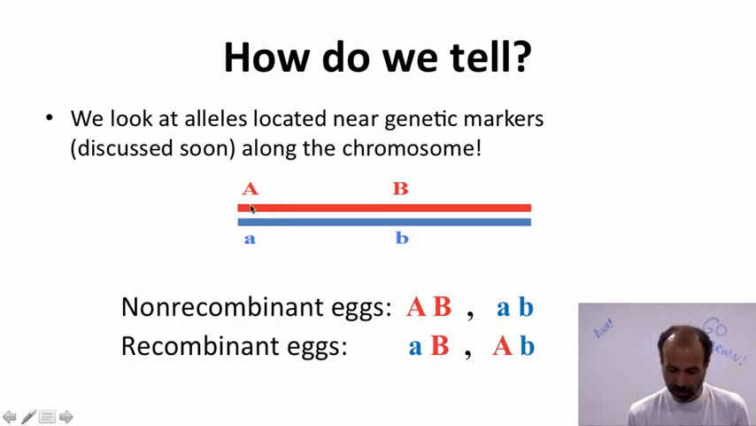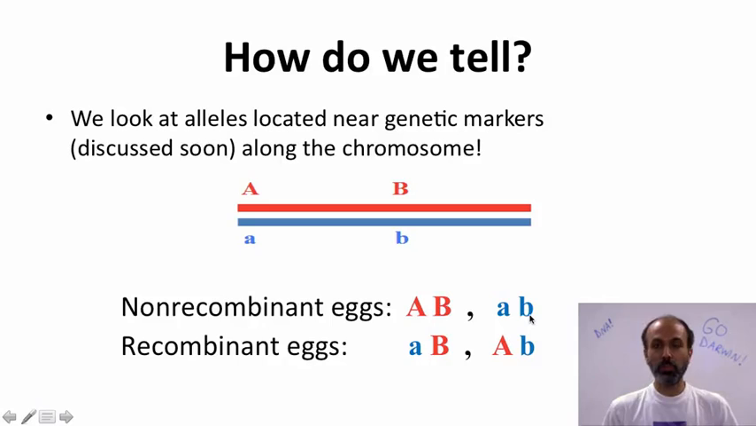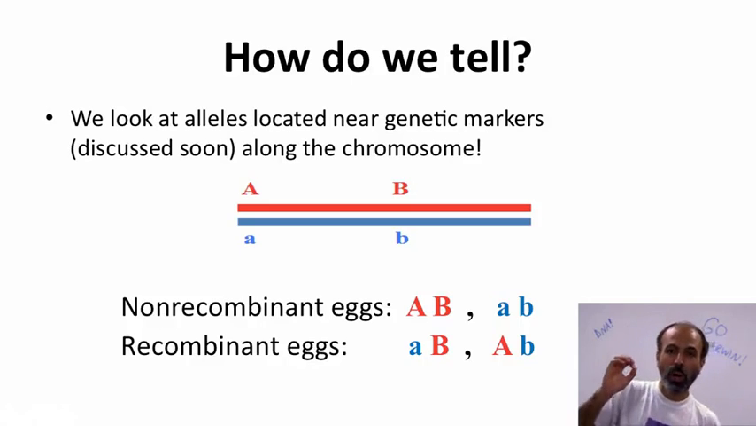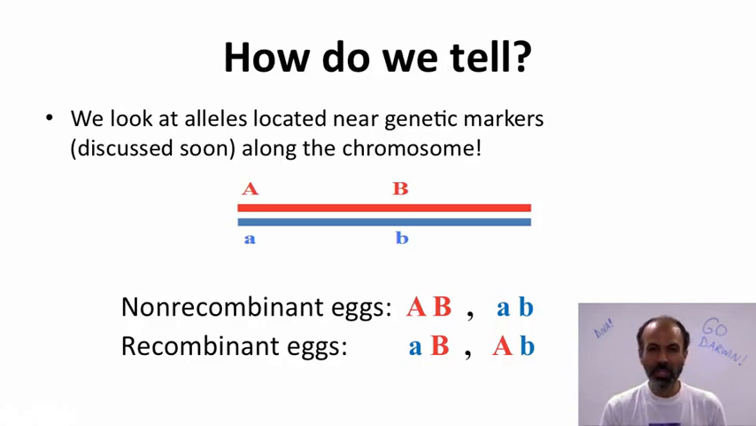And in this case, let's say, for example, we know that from your mom, you got the capital A and capital B. We know from your dad, you got the little a and little b, right? The non-recombinant eggs from this individual would be capital A, capital B, and little a, little b. Again, something that was identical to the sperm or egg that made you. The recombinant eggs would be those new combinations, little a, big B, and big A, little b. Okay? Now, importantly, you won't always have recombination.